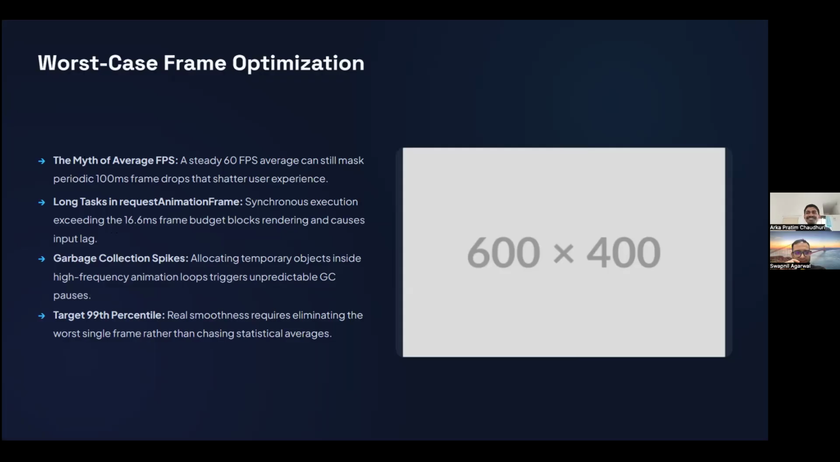Just write this: don't exceed 16.6 millisecond frame budget. There should be no other words on this slide. So in the title, instead of worst case frame optimization, the title becomes don't exceed 16.6 millisecond frame budget. That's it. No text at all, just an image. Okay, go to the next slide.